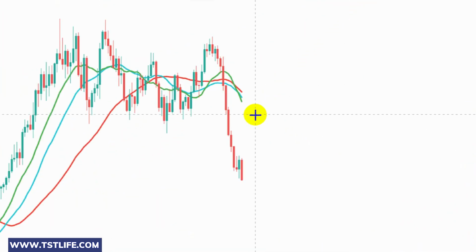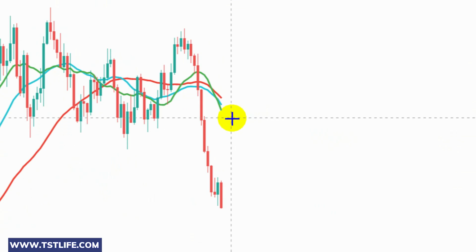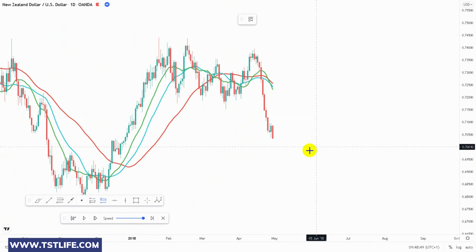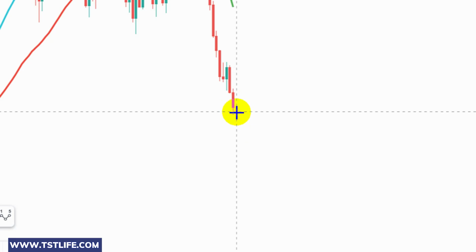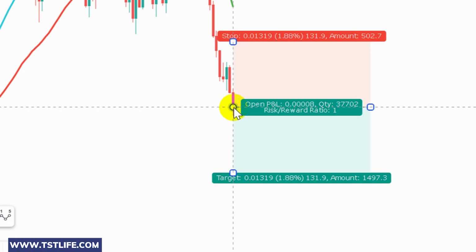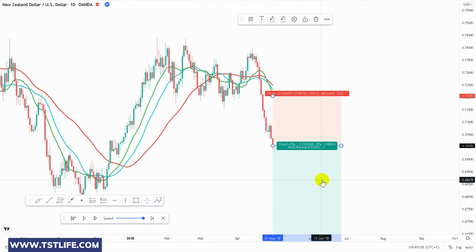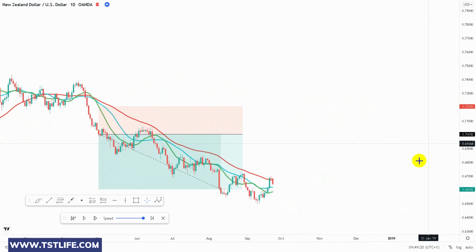Now it's the opposite setup. The 15 SMA crossed below the 25 and the price is below the 50 simple moving average lines. We can see that the following candle closed at a lower price. We go immediately short, and guess what? This is another successful trade.